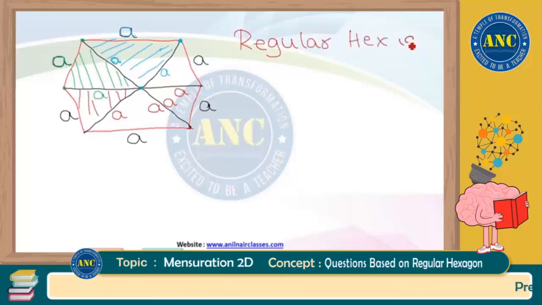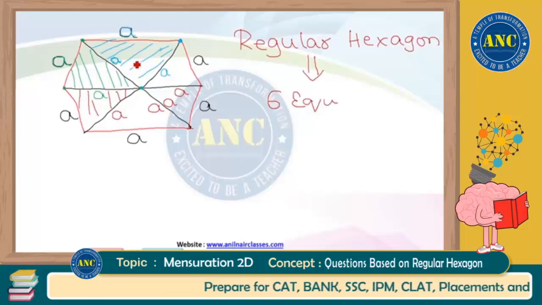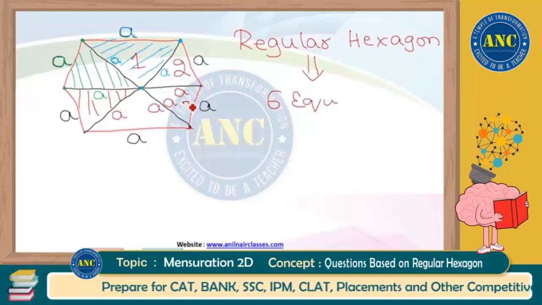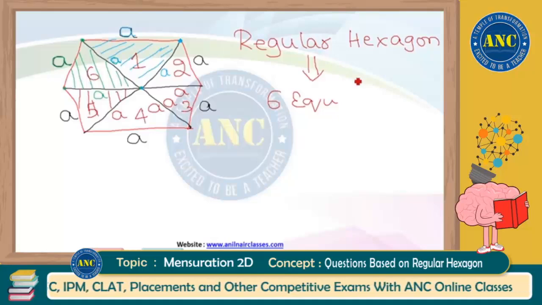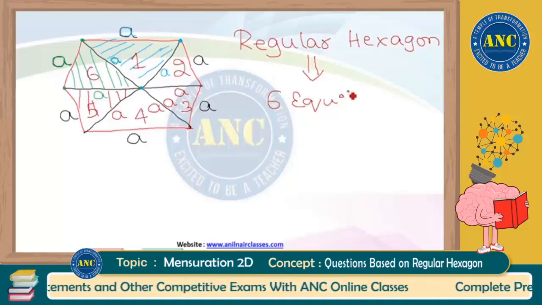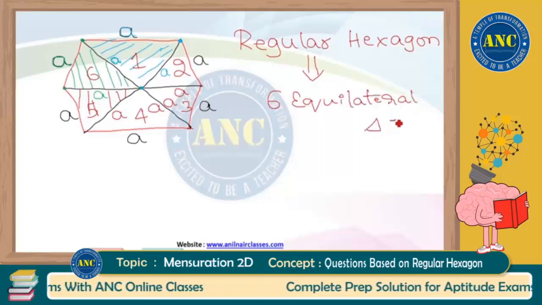a regular hexagon is nothing but a combination of 6 equilateral triangles. 1, 2, 3, 4, 5, 6. There are totally 6 equilateral triangles. A regular hexagon is a combination of 6 equilateral triangles.